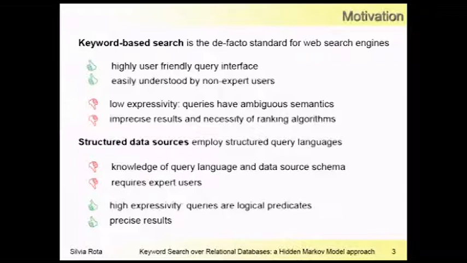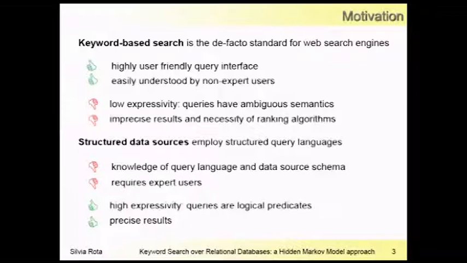The disadvantage is the low expressivity of keyword queries. Keyword queries are intrinsically ambiguous because they are basically extracted from natural language. They are some sort of summary of a natural language query, and the semantics can be ambiguous. As a result, the results obtained from keyword query search are imprecise, and there is a need to find ranking algorithms to sort the results, as it happens in normal web search engines.